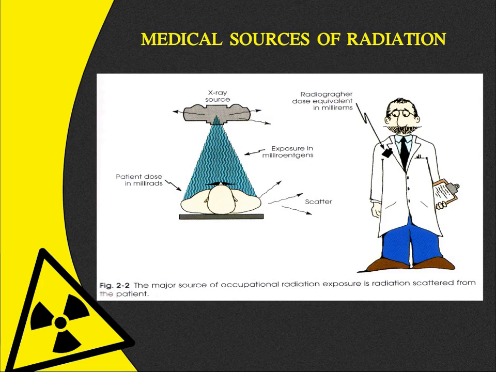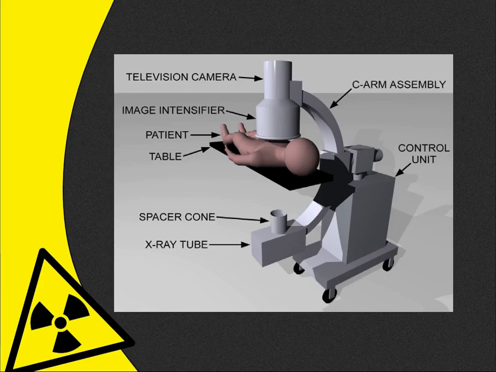Scatter radiation is the main source of dose to staff or the radiographer. And as we see here, the radiographer dose can be measured in millirem or millisievert.